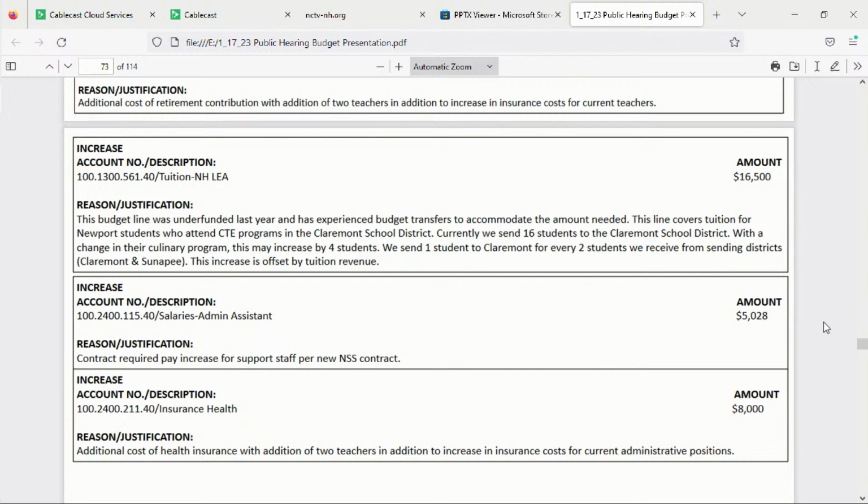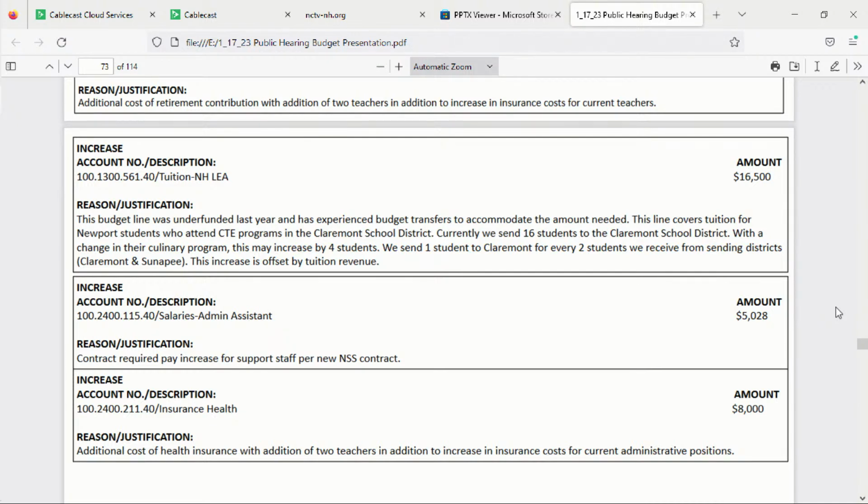So, tuition. This line covers the tuition for Newport students who attend CTE programs in the Claremont School District. He's noted here that we currently send 16 students to Claremont. They have culinary over there. They think it might increase by 4 students. They do have limited seats, as we do too with our programming.